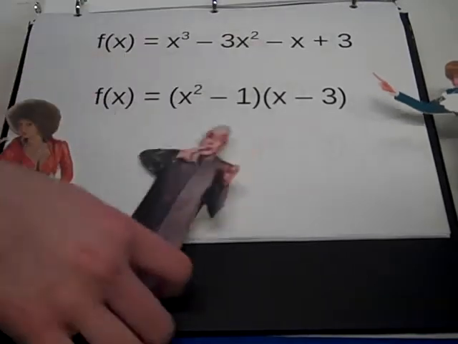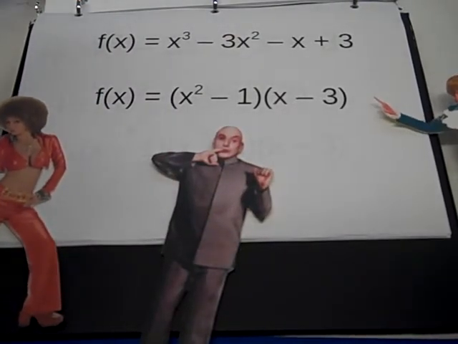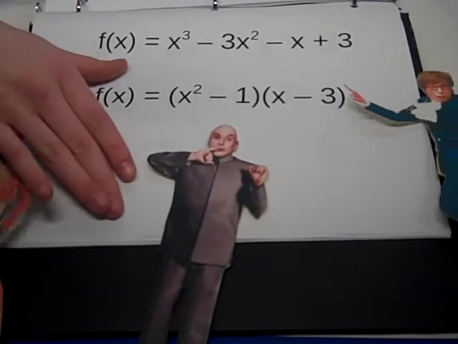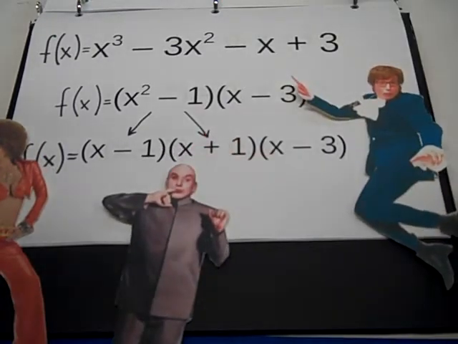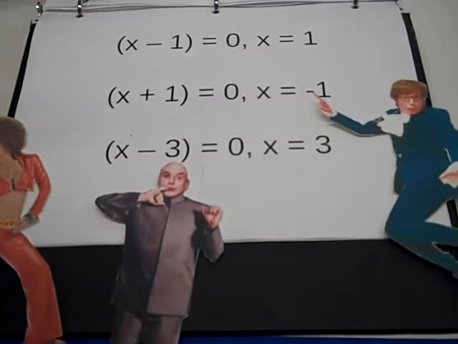We can factor x cubed minus 3x squared minus x plus 3 into x squared minus 1 times x minus 3. We can factor x squared minus 1 into x minus 1 times x plus 1. So our equation in factored form is x minus 1 times x plus 1 times x minus 3. Exactly. If we set each of these factors equal to 0, we can solve them to find the roots.